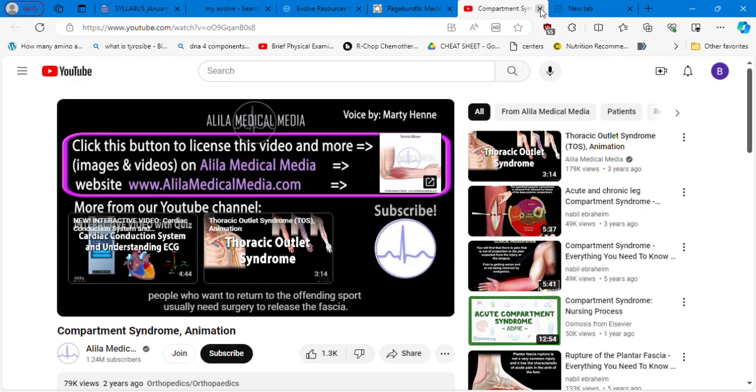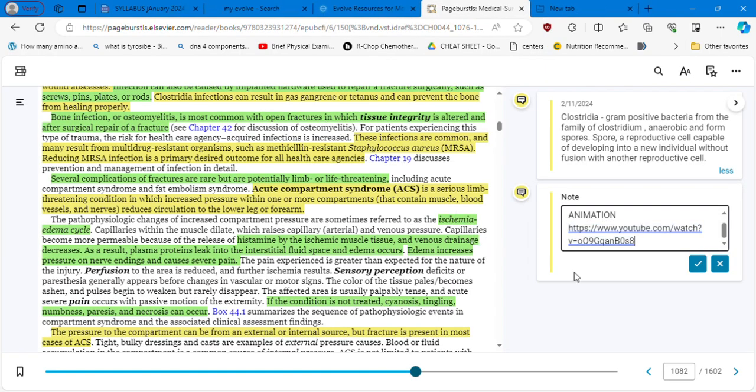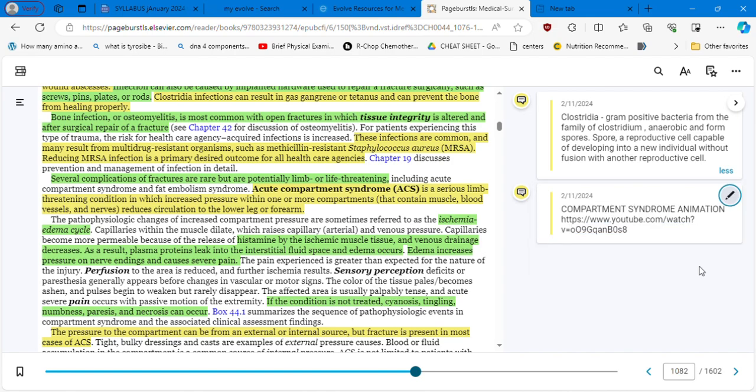Thank you so much. Now you are a master in compartment syndrome. So, we know it's a serious limb-threatening condition in which increased pressure within one or more compartments that contain the muscle, blood vessels, and nerves reduces circulation to the lower leg or forearm, right?